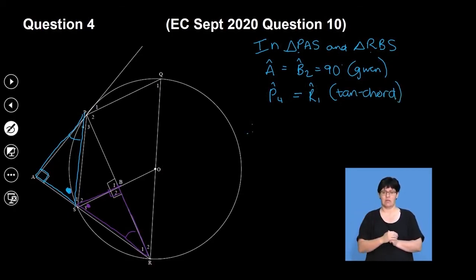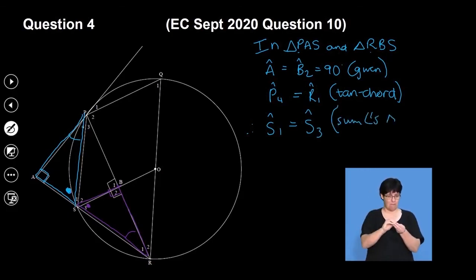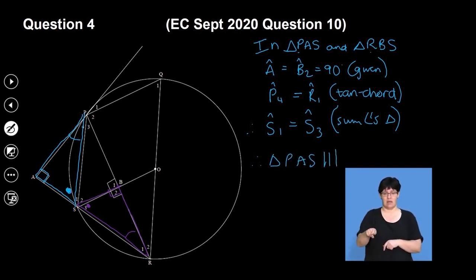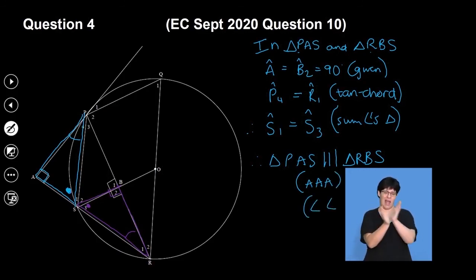So therefore angle S1 in my blue triangle must be equal to angle S3 in my purple triangle, and the reason for that is the sum of the angles in both triangles is 180 degrees. Therefore triangle PAS is similar to triangle RBS, and the reason is that they're equiangular. So you can say AAA, some people like to write the angles out like that, and either is absolutely fine.